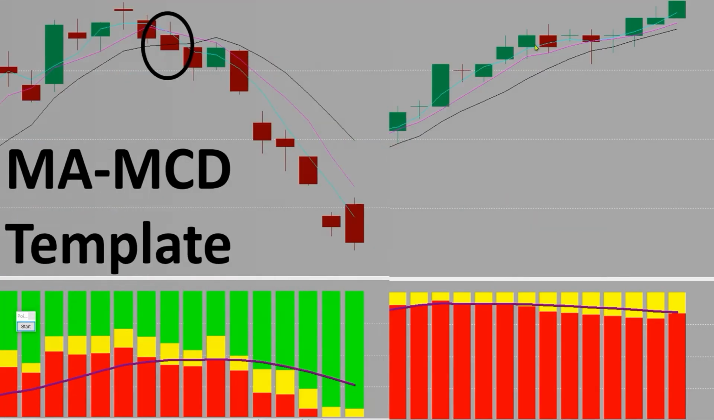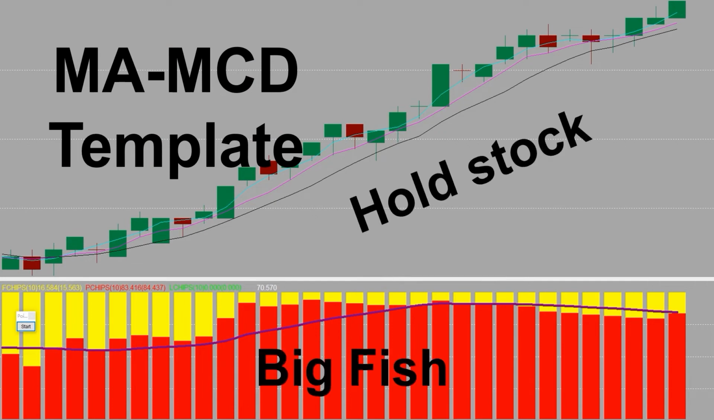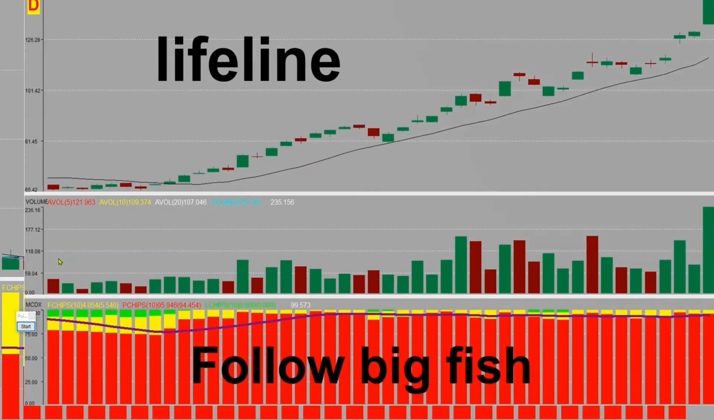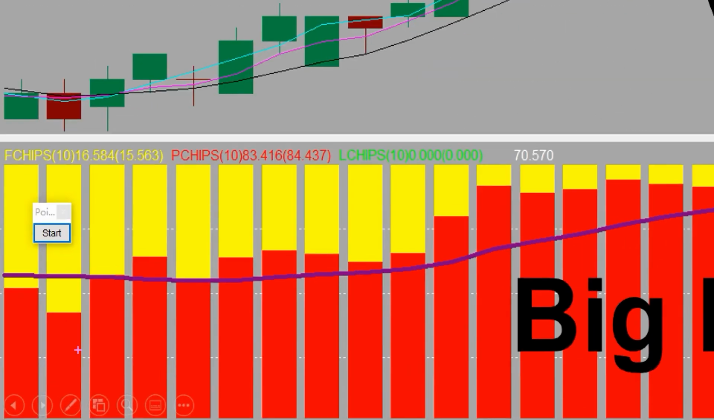Okay, so this is the template. It tells you how to enter, how to hold stock, and also how to take profit. So this is a very good template. Here, the price stands above the moving average. See this example: the price here stands above the moving average, and the moving average turns up. Also, the red bar here stands above the purple line, breaking up the purple line. So this is our chance to enter.